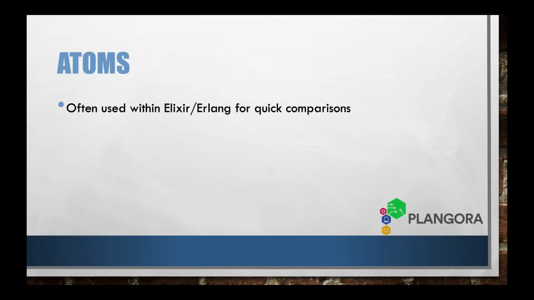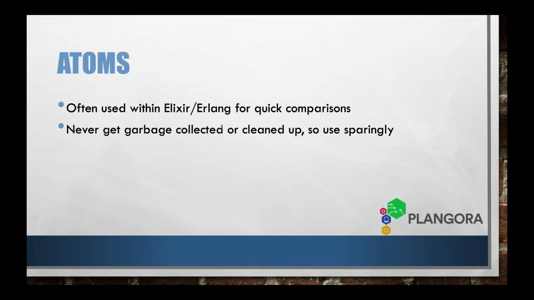So atoms are often used within Elixir and Erlang for quick comparisons. You'll often see functions returning a tuple with, say, :ok and the value, or a tuple with the first element being :error and also what the error is. And sometimes the error itself is also an atom. So we often use atoms for these quick comparisons to see what they are and whether they match up properly.